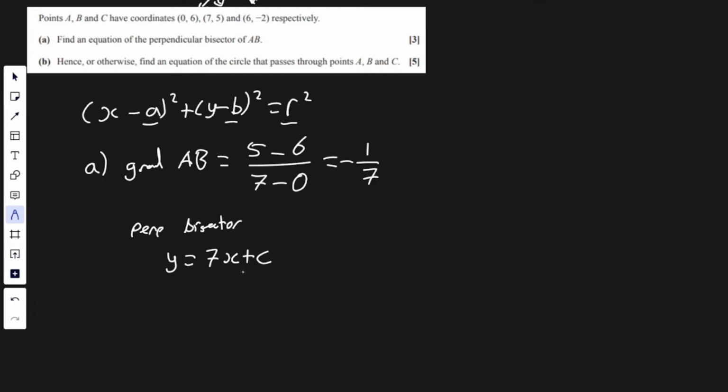So now we need a point that it goes through. It's a bisector. A bisector goes through the midpoint of AB. So we're going to find the midpoint. We do that just by finding our mean, so we add the coordinates together and we divide by 2.